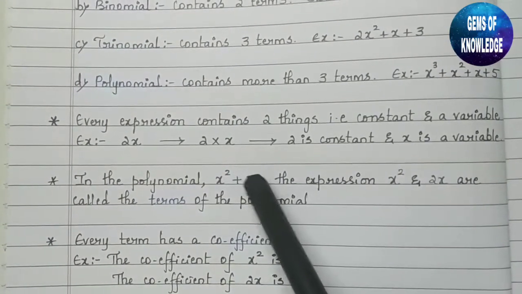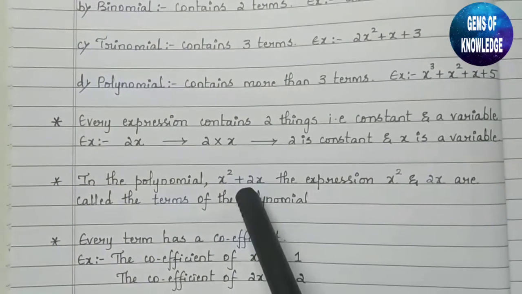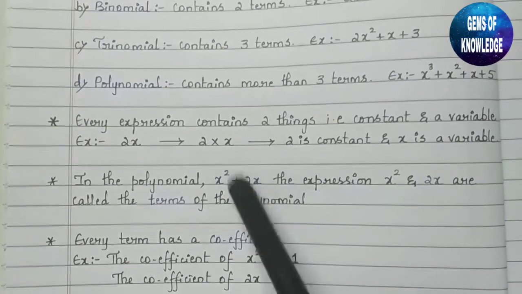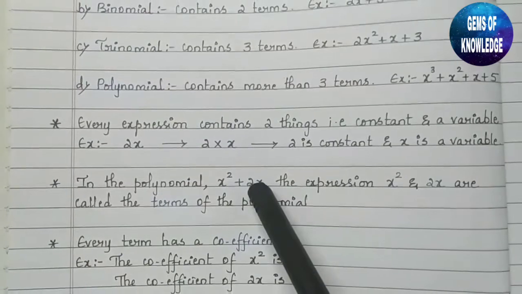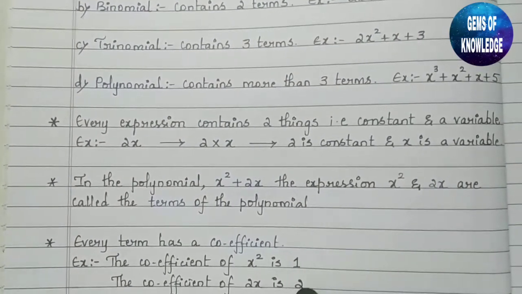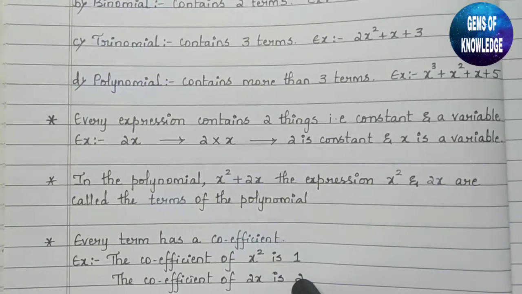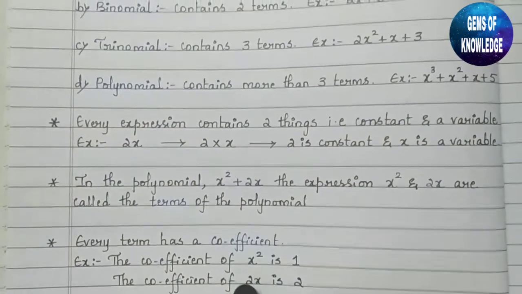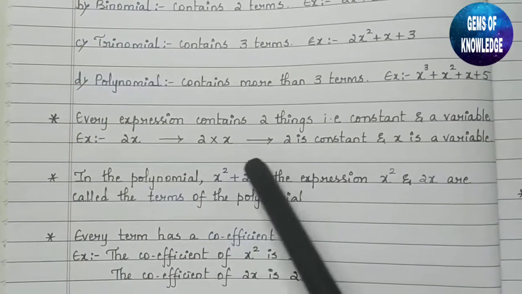So the next one is the coefficient of x in 2x. What is the coefficient of x here? Okay, the coefficient of x in 2x is nothing but 2. So here it should actually be: the coefficient of x in 2x is 2.